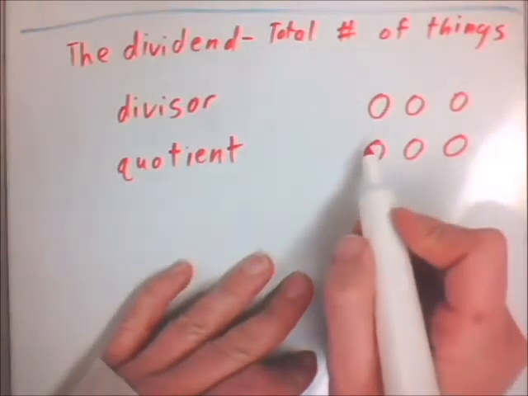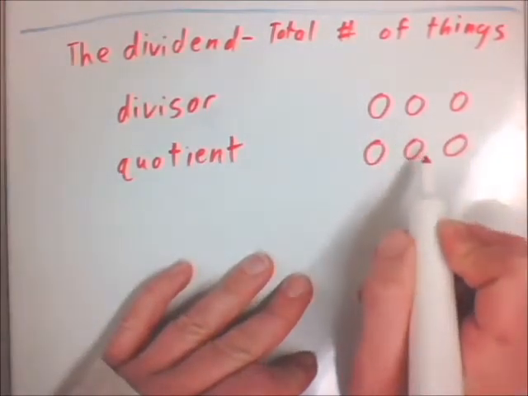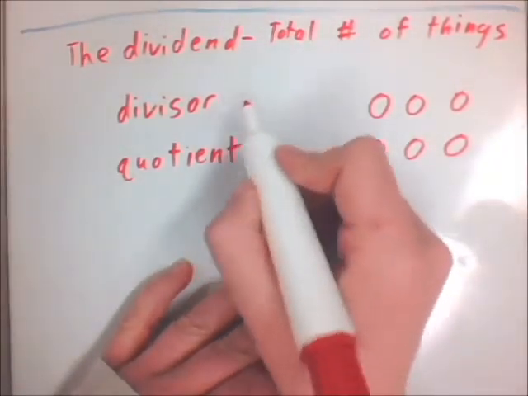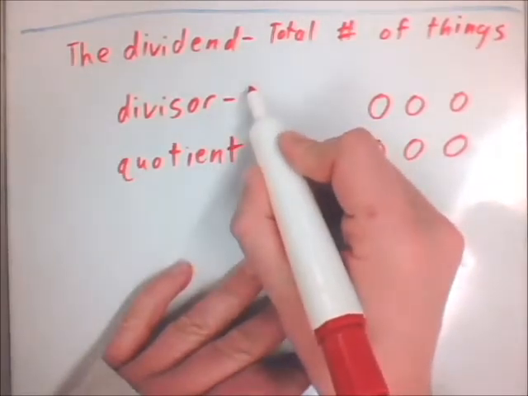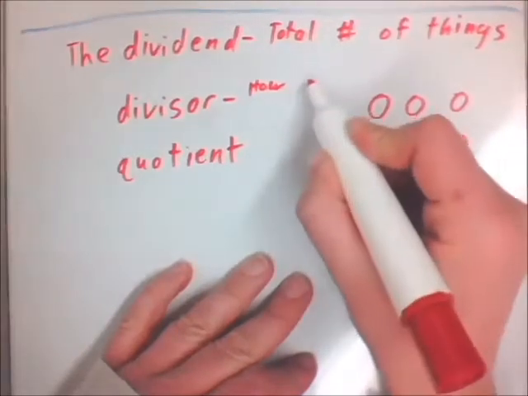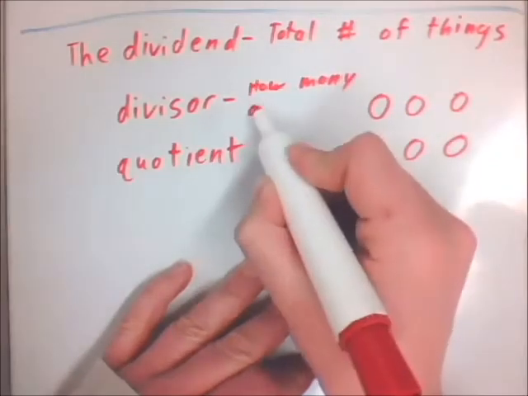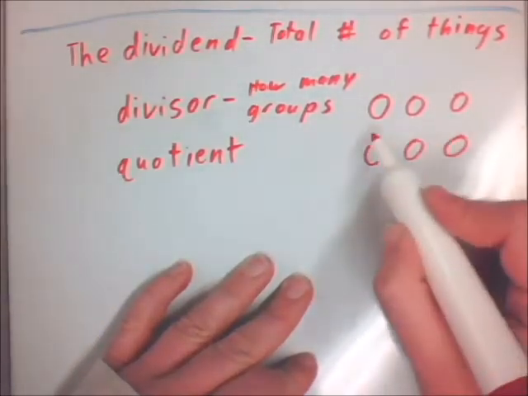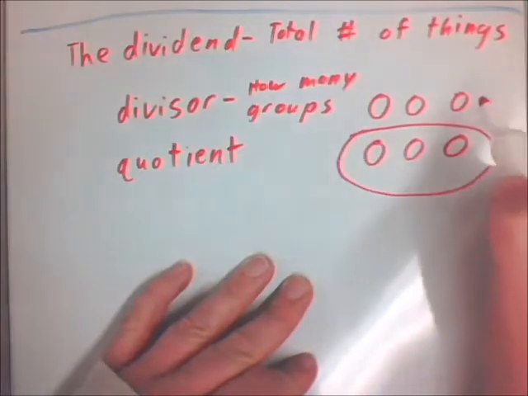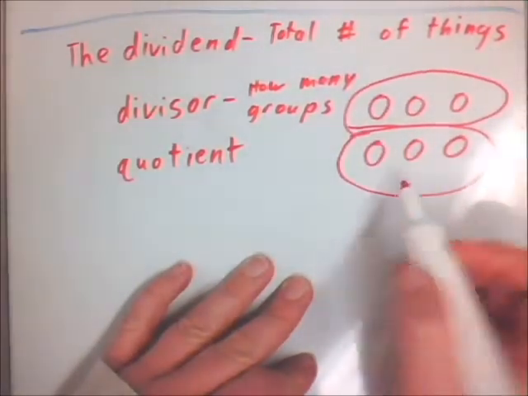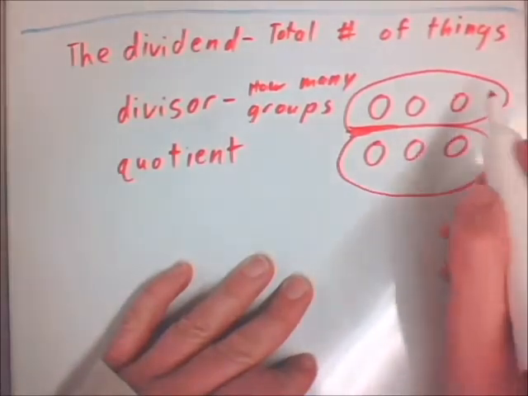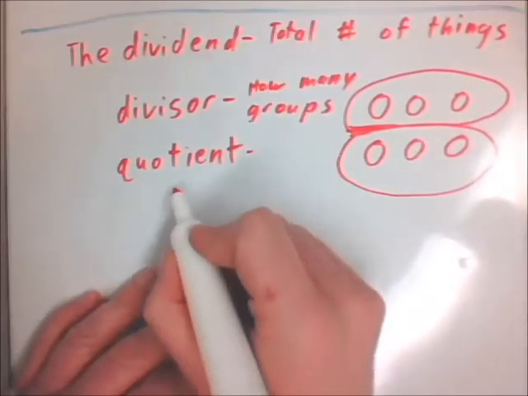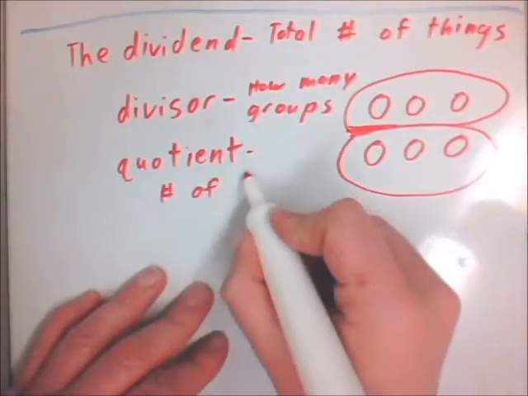Now, I'm going to divide my circles into 2 groups. So the divisor is going to be 2, and that's the number of groups. So that's how many groups. So if I divide this one group into 2 groups, there's 1 group and there's 2 groups. When I count the number of things inside of each group, that's my answer, my quotient. So my answer is number of things in each group.